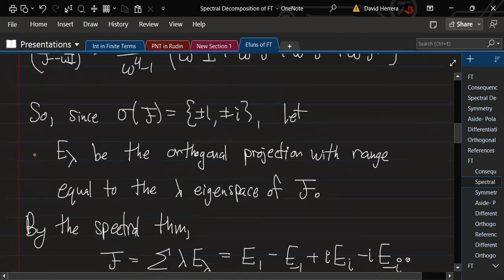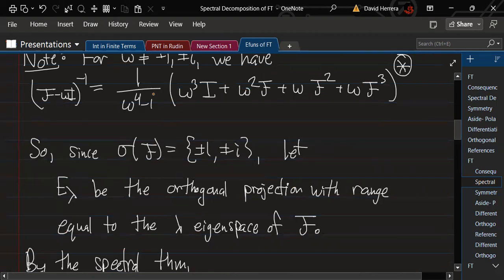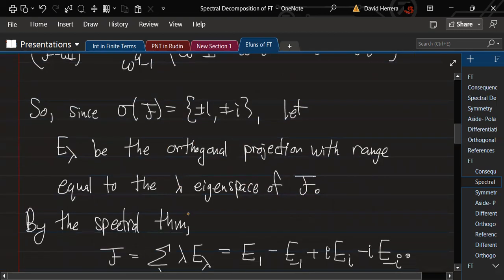So, given what we have, we're actually going to make some assumptions. We're going to say E lambda is the orthogonal projection with range equal to the lambda eigenspace of F. So F has eigenvectors, and the lambda eigenspace is the subspace of all eigenvectors, and we're going to call E lambda the orthogonal projection onto that subspace.